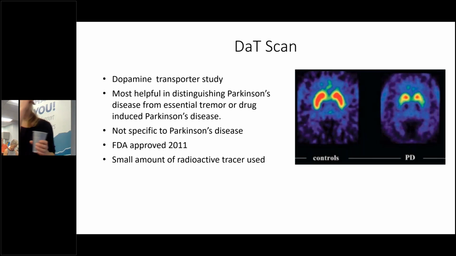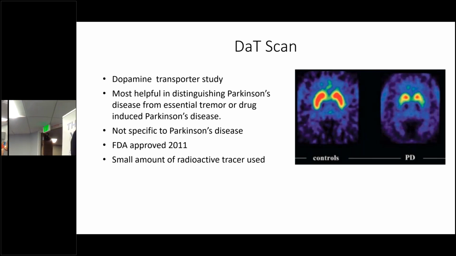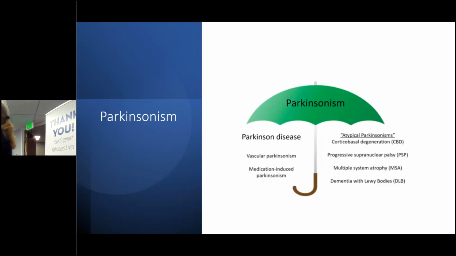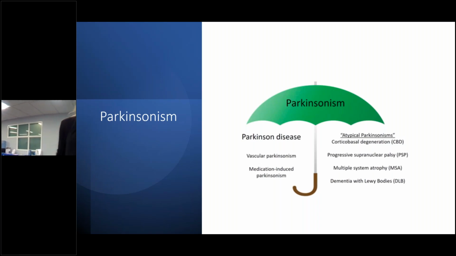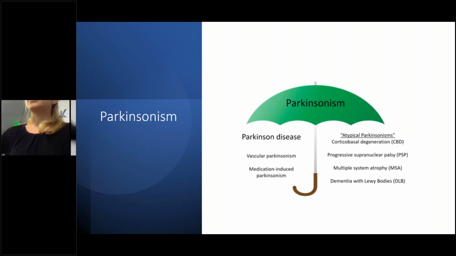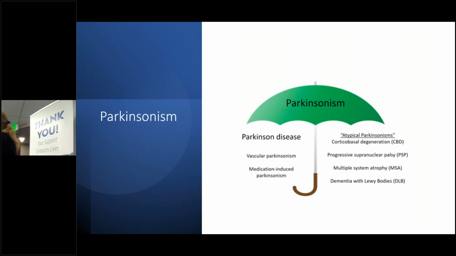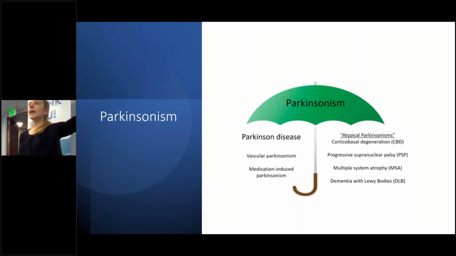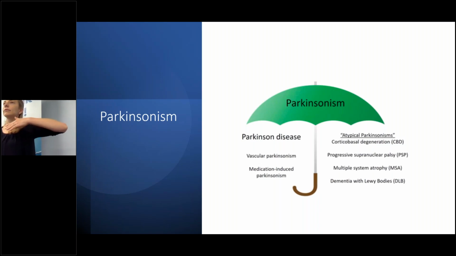DAT scan. We already talked about this. I'm going to skip it. Parkinsonism. Okay, you've noticed my word choice. I think of Parkinsonism as an umbrella. It is a term that describes slowness, plus or minus rigidity, tremor, walking instability. Parkinsonism is just me saying all that without saying all that, okay?